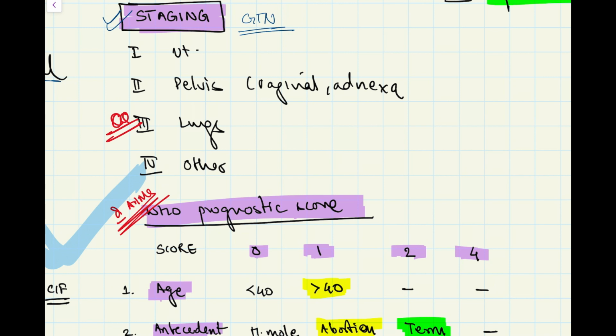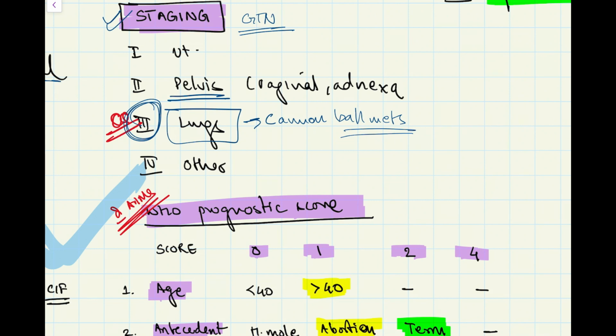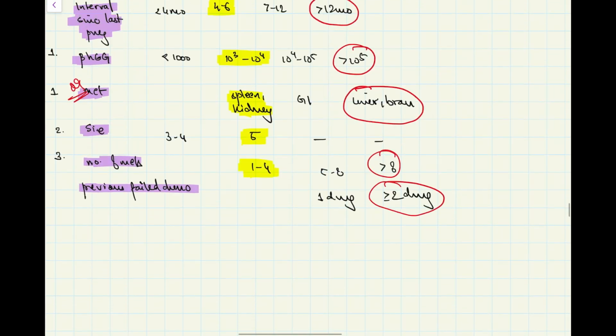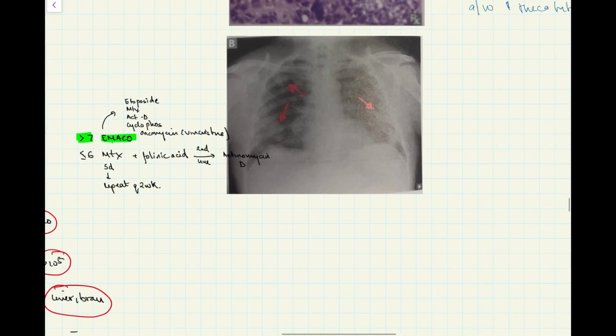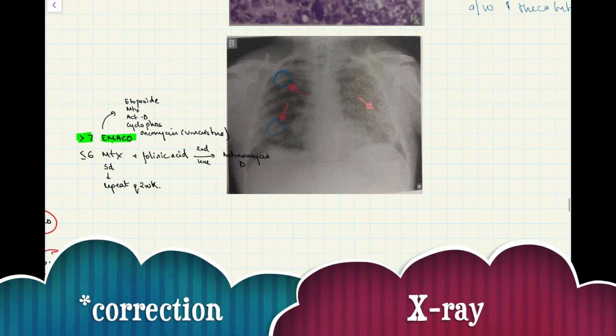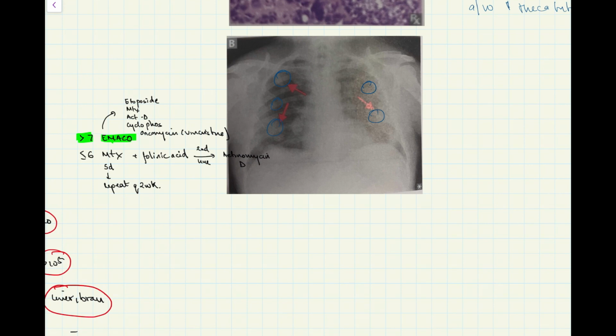Now, very important to know is the staging of the GTN, where stage 1 is the tumor limited to the uterus, 2 is reaching the pelvis, that is the vagina and the adnexa. This is very important, which is always asked, that involvement of lungs, that is lung METs or the cannonball METs, are a good prognosis, and they are included in stage 3, while METs to any other site are included as stage 4. So, cannonball METs we can see in choriocarcinoma on ultrasound as large metastasis in the lungs.